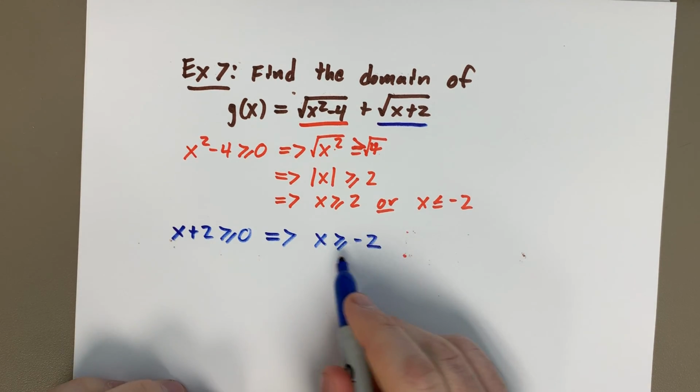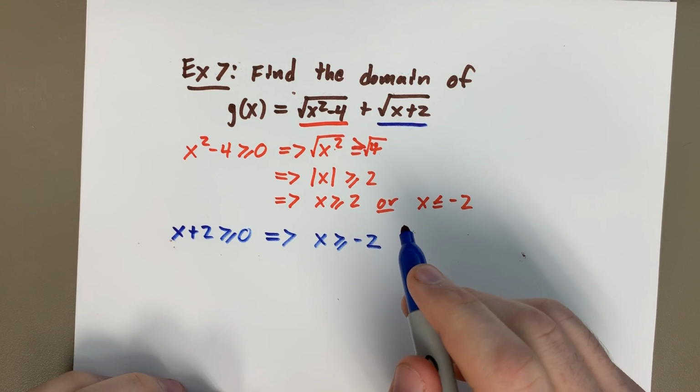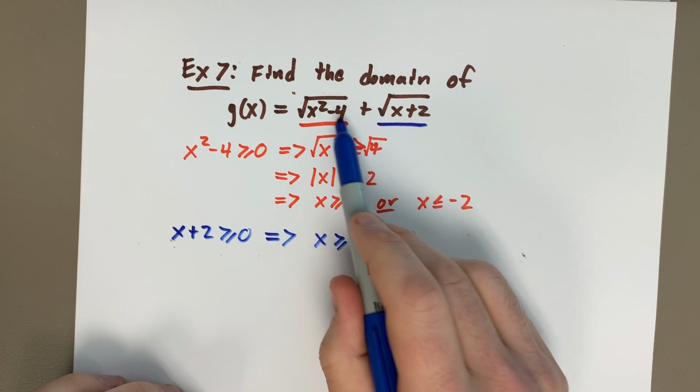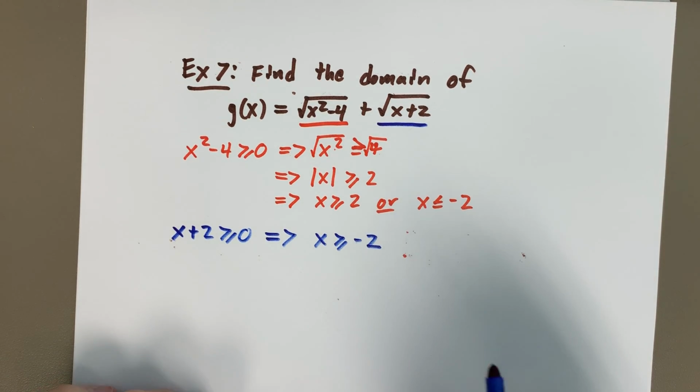And this is the domain, by the way, of this guy. So in order for us to find the domain of this entire thing, we need to find the set of x values that work for both. How do we do that?